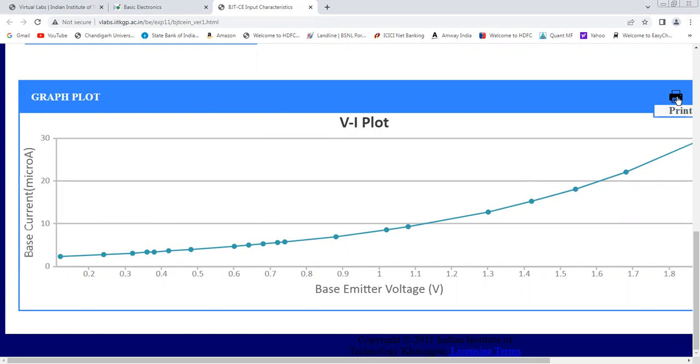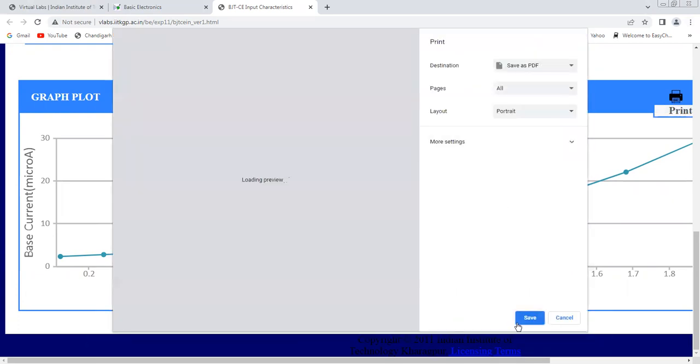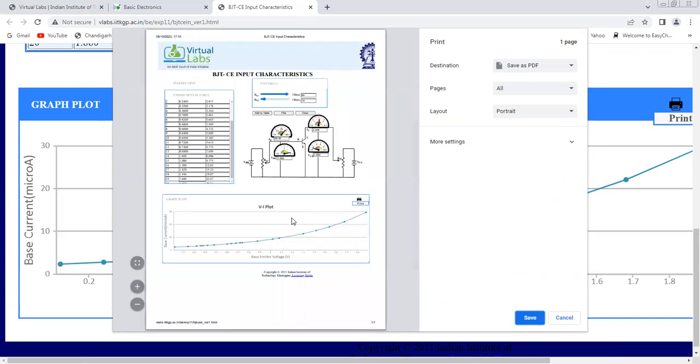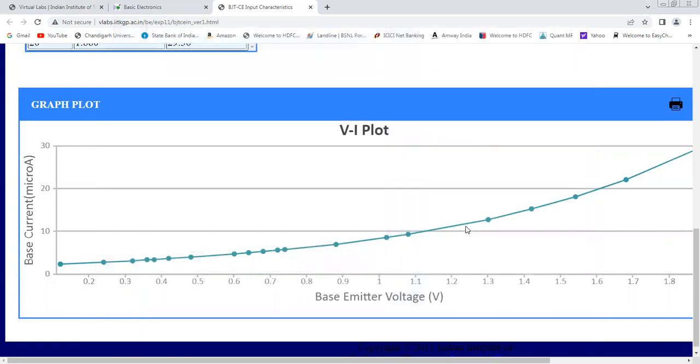So you will click this button, and you will get it in the form of save as a PDF. So here you will get the entire page to be printed out, and later on you can paste it in your file. So I will not save it. Okay. So this is our experiment number 4, on how to obtain the input characteristic from common emitter configuration.